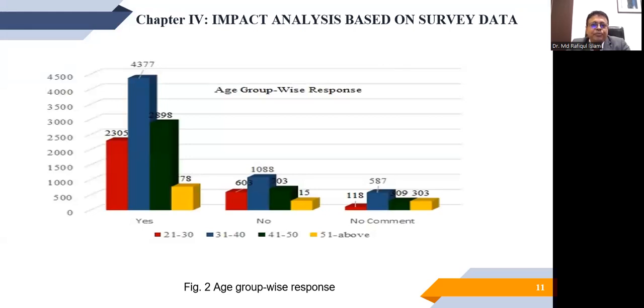So we can see the impact. We collected the data age group wise. We grouped the ages as 21 to 30, 31 to 40, 41 to 50, and 50 plus. What can we see? The number of users who responded in the 21 to 30 group is 2,305, and in the 31 to 40 age group it is 4,377. You can see the percentages for all the ages here, and most of the users belong to the 31 to 40 group.